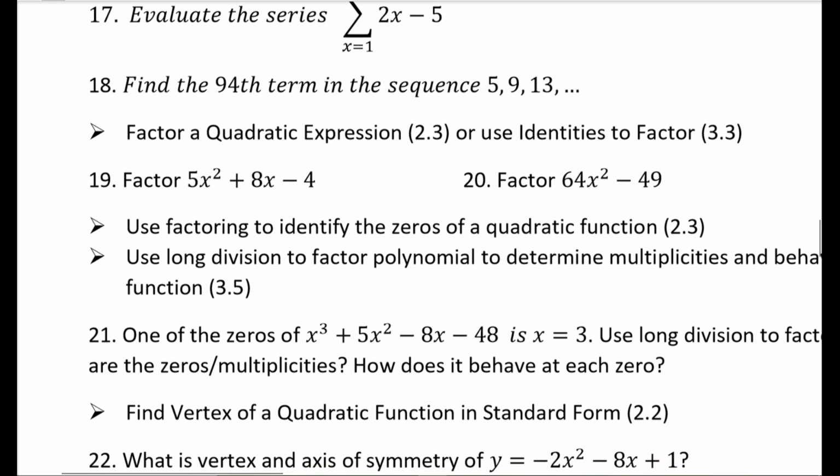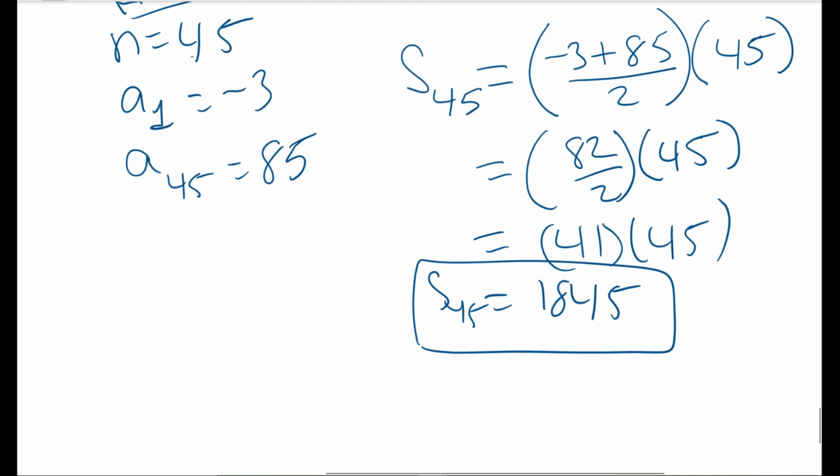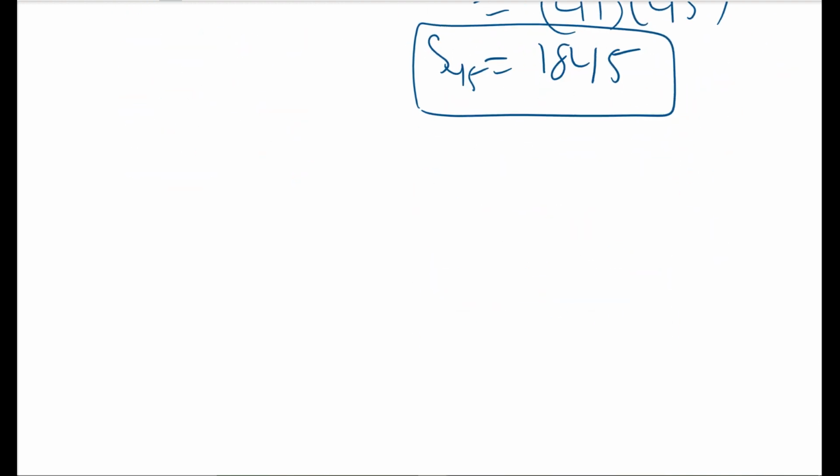All right, so now, speaking of D and using the sequence, this is where we're going to use it. So we want to find the 94th term in the sequence 5, 9, and 13. Okay, so, all right, let's write out the problem real quick. So we have here number 18, and we want the 94th term.